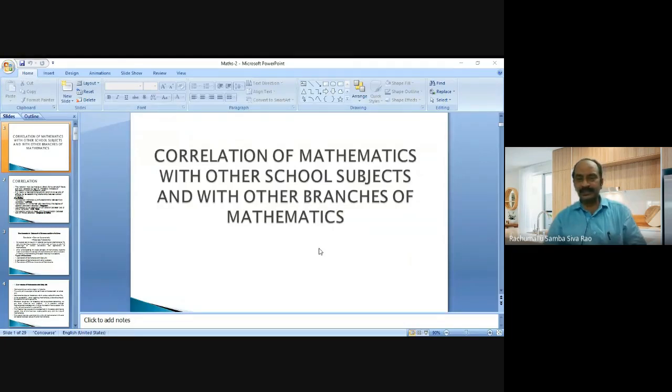Before going to discuss the correlation of mathematics with other school subjects and with other branches of mathematics, definitely we have to know what is correlation. Then only it is possible to understand the correlation of mathematics with other subjects and within the branches of mathematics. Let us discuss the concept of correlation first. To understand the concept of correlation, we have to listen to one thing.